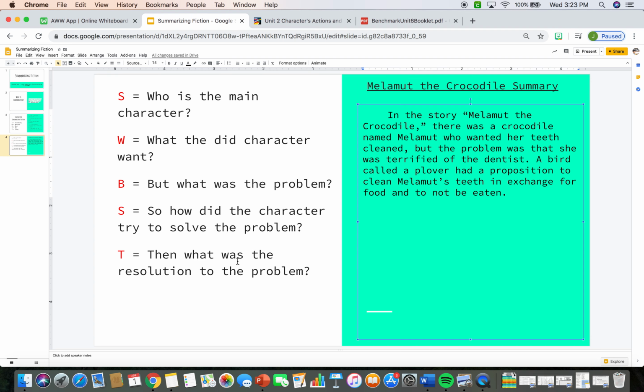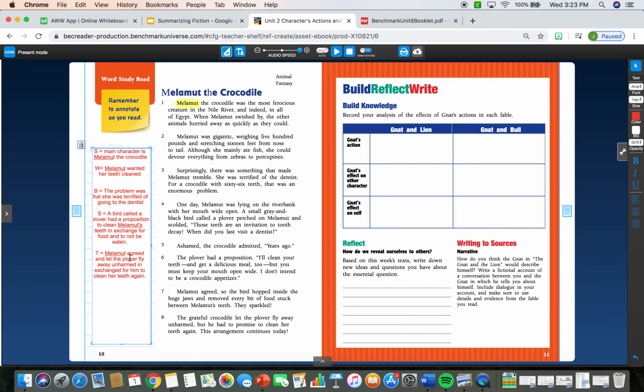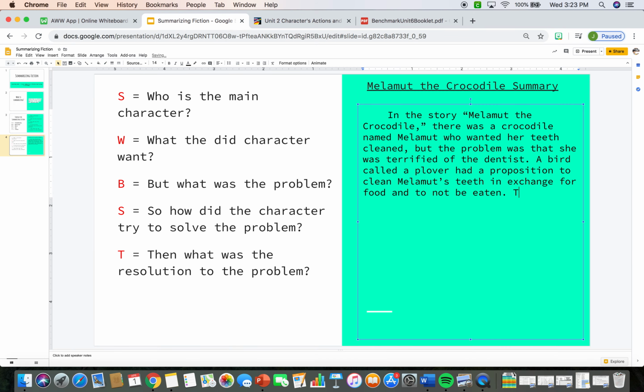Then what was the resolution to this problem? Well, we wrote that she agreed and let the plover fly away unharmed in exchange to clean her teeth again. So I'm going to write, then Malamute agreed and let the plover fly away unharmed in exchange for him to clean her teeth again. So, boys and girls, a summary is short, quick, and sweet.